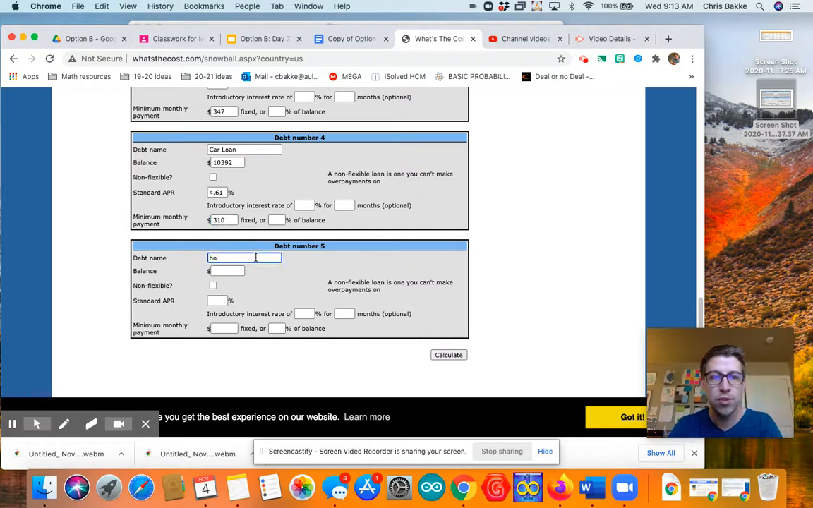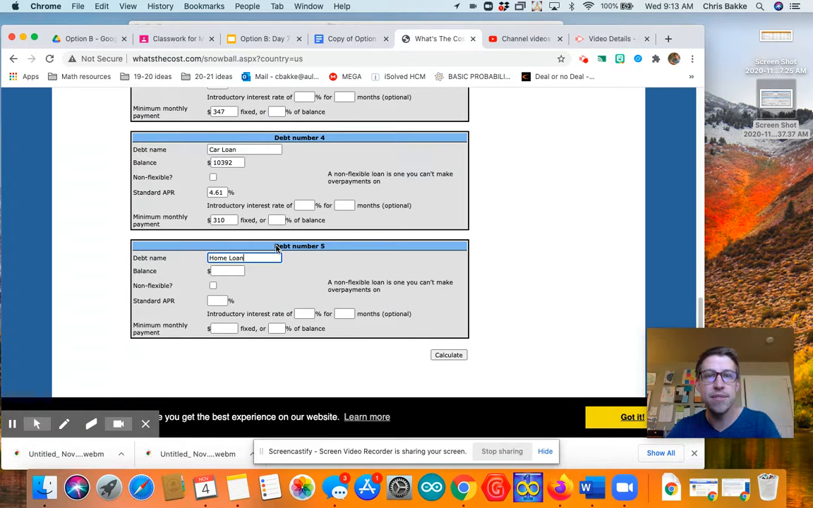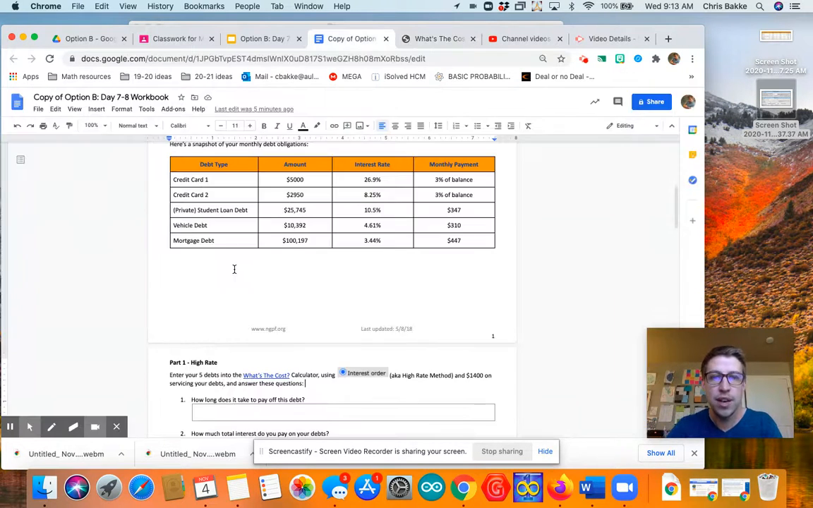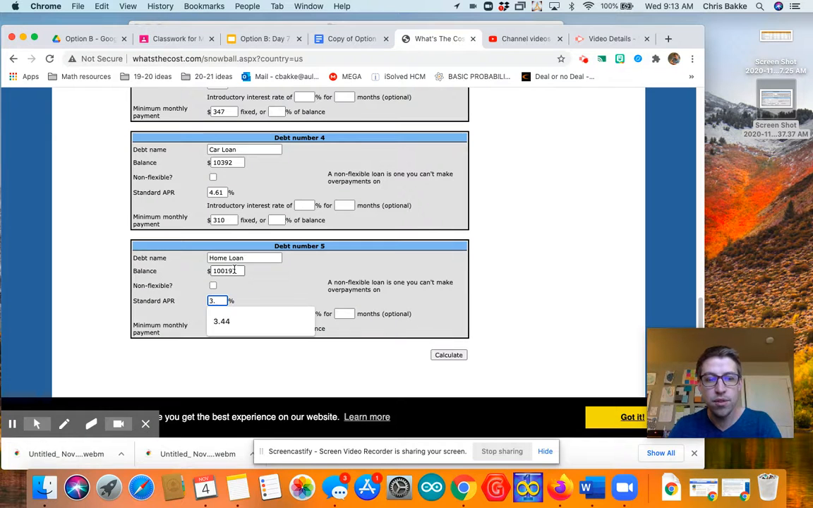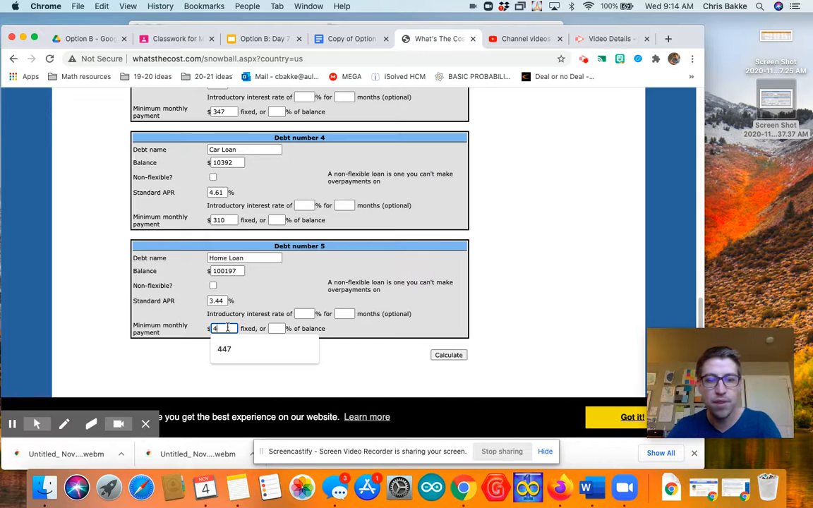And now we'll finally go to your mortgage, your home loan. That's what a mortgage means. That means you're paying off a house, which is always going to be pretty expensive, hundreds of thousands of dollars. So 197 with an interest rate of 3.44 in the intro. And now let's see what either our fixed or percent balance is going to look like here. And we will do 447.